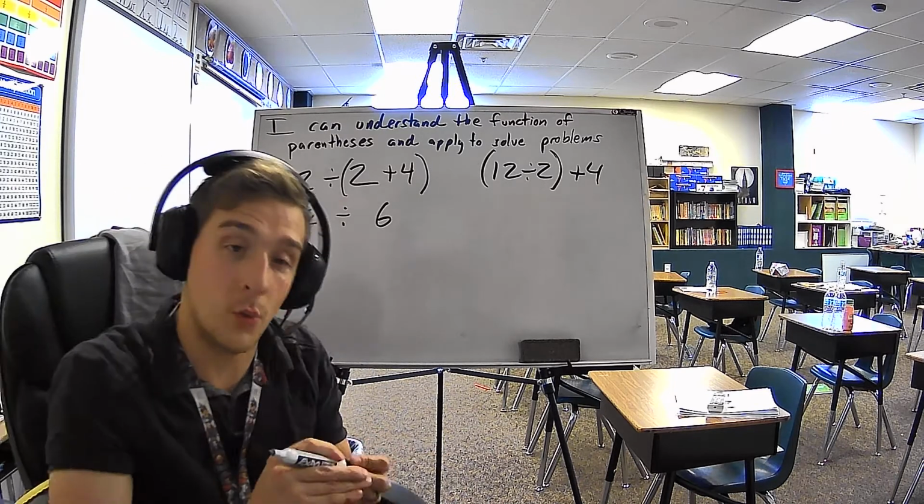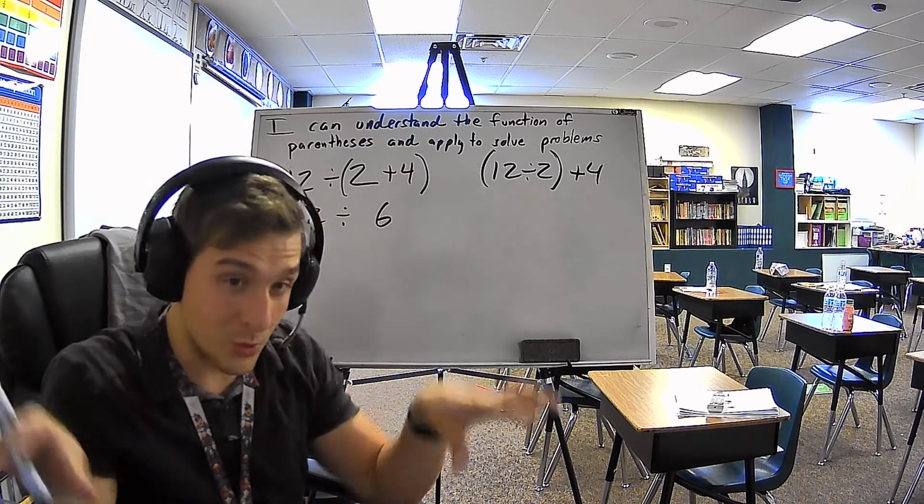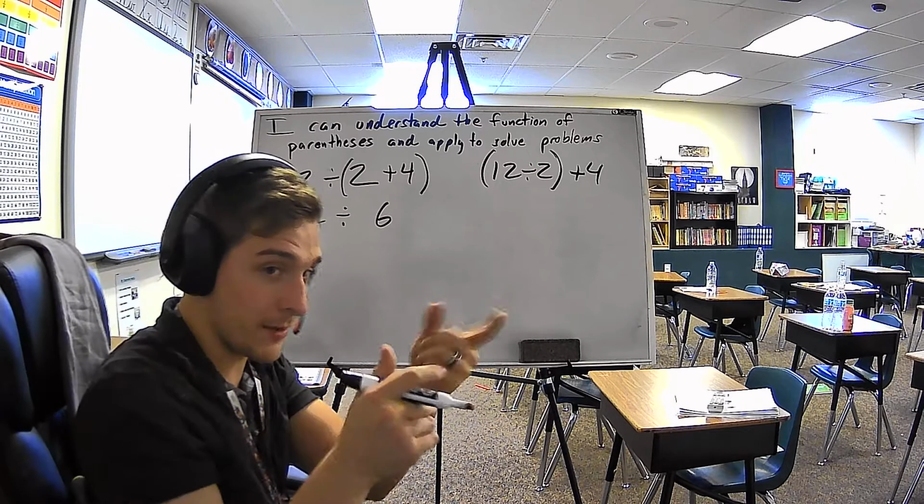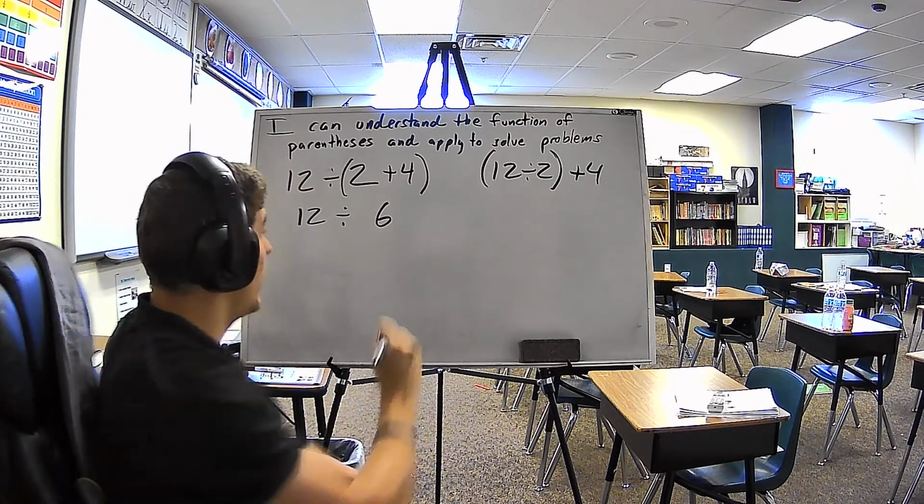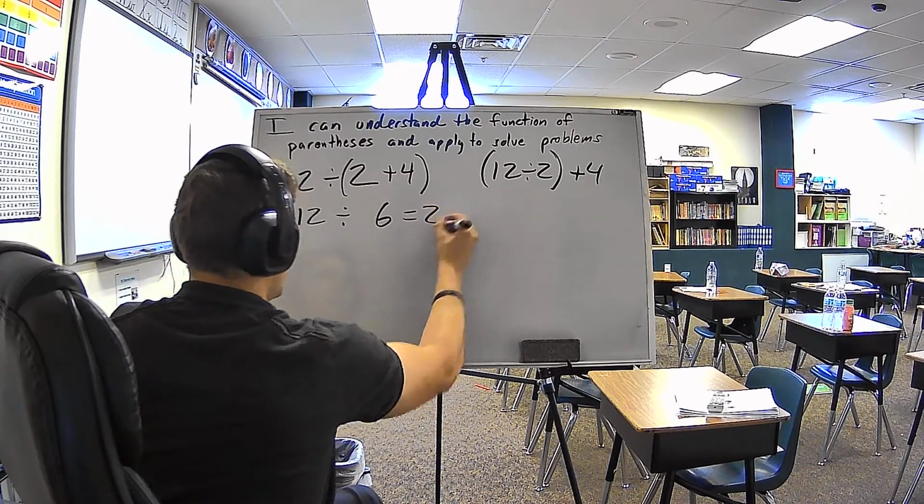So I have a total of 12, and I divide that into 6 equal groups. How many are in each group? You can draw that out visually, and then you find out that equals 2.